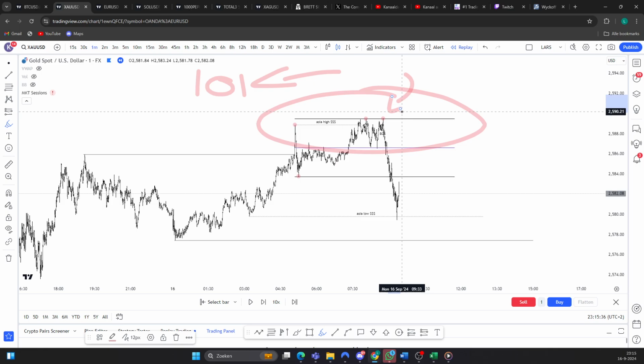Wednesday we have FOMC, so I can't wait to see what that does for the crypto market, because there was no real good price action on crypto right now. Forex and commodities have taken over a bit.